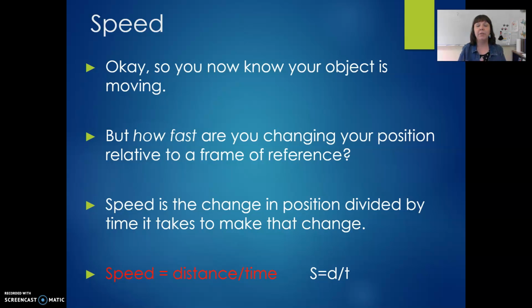So we have cars that we drive in. Some of us have really fast cars. Some of us have kind of clunkers. All the cars can go from here to home, but some cars can do that a lot faster with less time than other cars. So speed is how fast you're changing where you are.